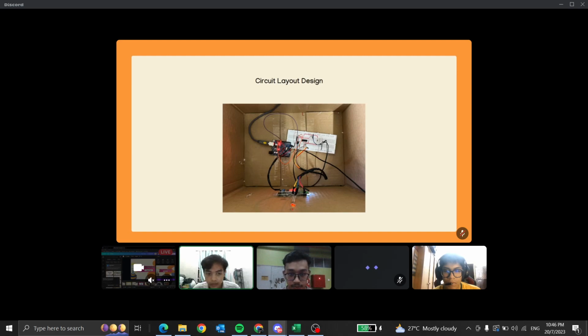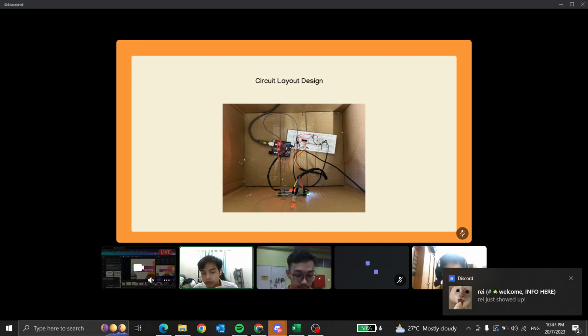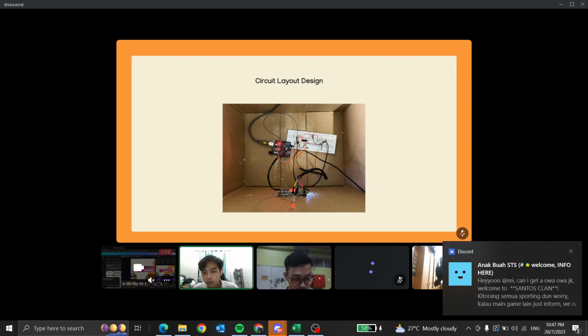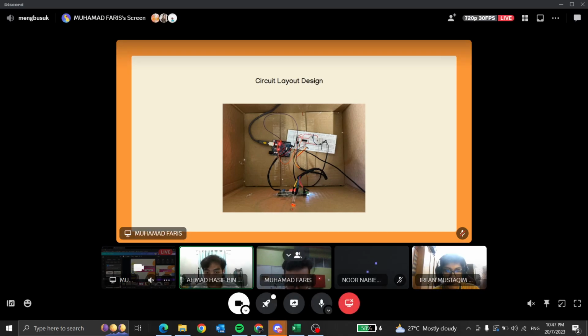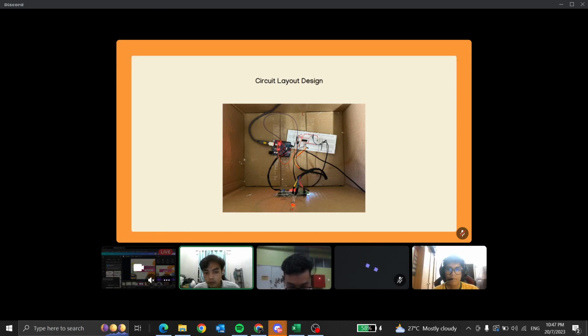Finally, the last step of the instrumentation is to display the output value obtained from the previous process. In this project, we display the result using an LCD. As you can see, we attach the LCD in the middle of the prototype. So we display using an LCD and LEDs.